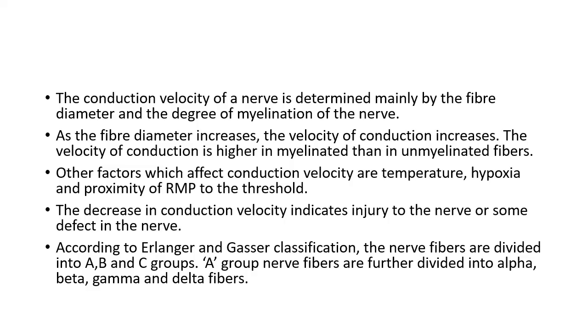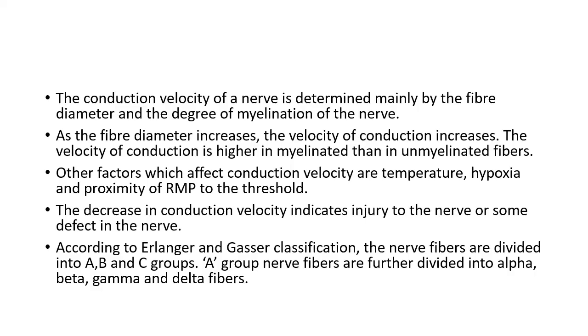Now some theory part. The conduction velocity of a nerve is determined mainly by the fiber diameter and the degree of myelination of the nerve. As the fiber diameter increases, the velocity of conduction increases. The velocity of conduction is higher in myelinated fibers than in unmyelinated fibers. Other factors which affect conduction velocity are temperature, hypoxia, and proximity of resting membrane potential to the threshold. The decrease in conduction velocity indicates injury to the nerve or some defect in the nerve.